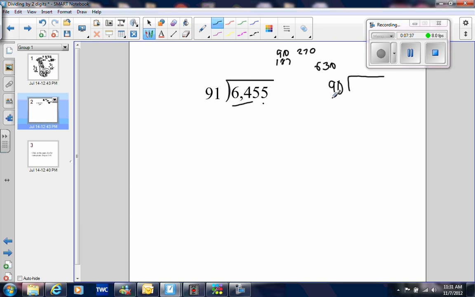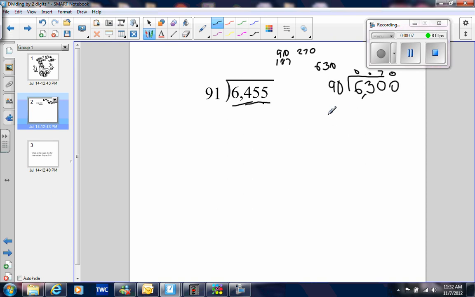Anybody know what 90 times something will give you 630? So hopefully right now you're thinking, oh, that's 7. 90 into 6 is too large. 90 into 63 is too large. 90 into 630 is 7. And again, we're not trying to get close to 630 or 645. I want to get close to 6,455. So I would have to add another 0 here. That's 6,300, which would mean I have to have another 0 back there.